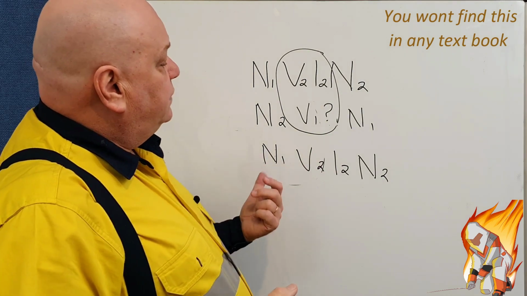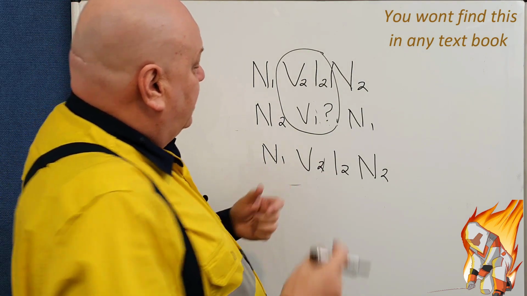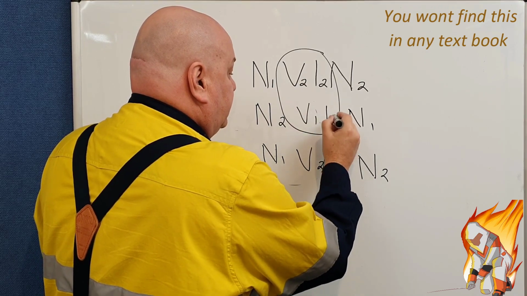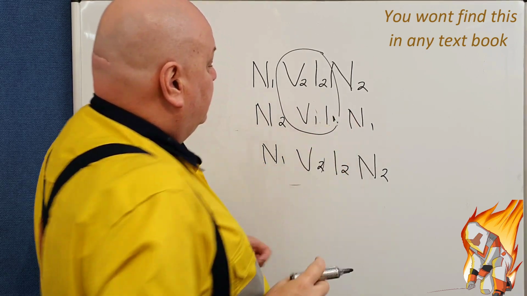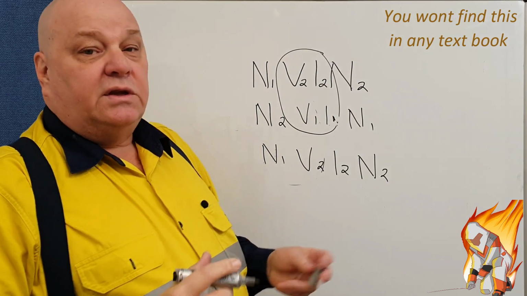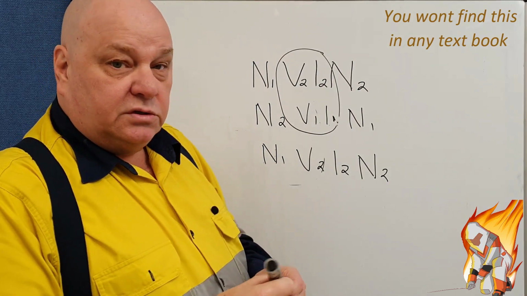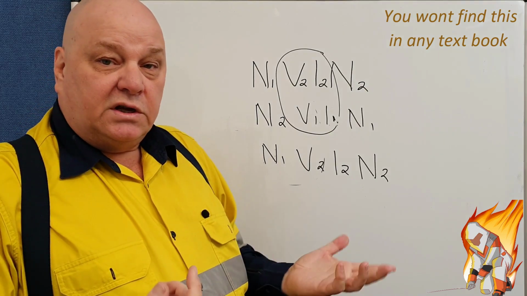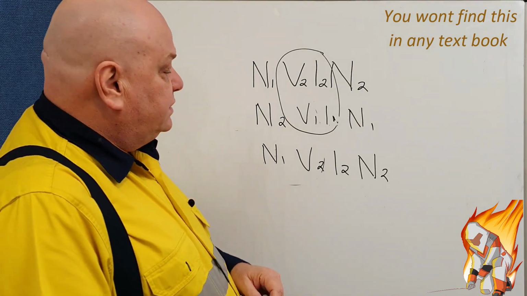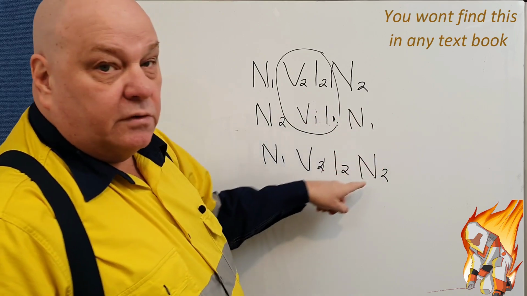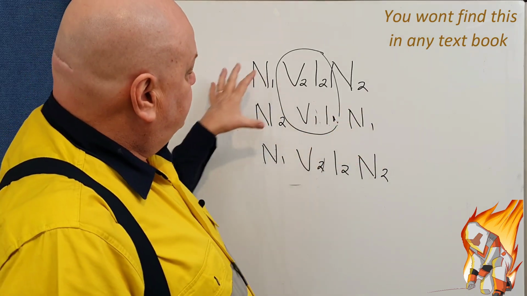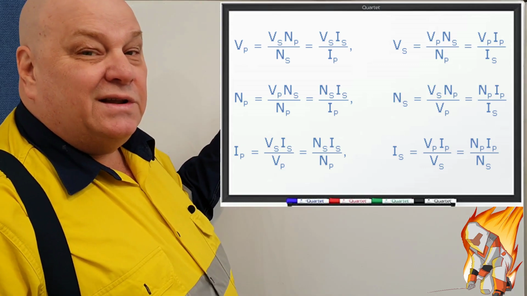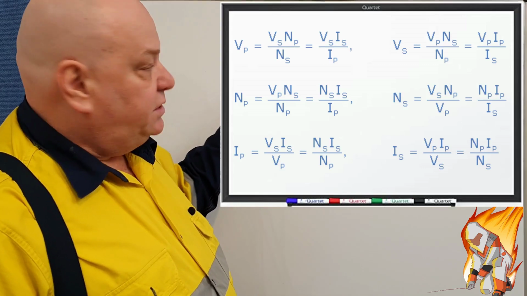And of course, let's say you had the current of the primary and you had the number of turns on the primary, and you've got the current on the secondary but you don't have the number of turns on the secondary, then that is your formula there. So just within here are all the formulas that you need for your transformer ratios.